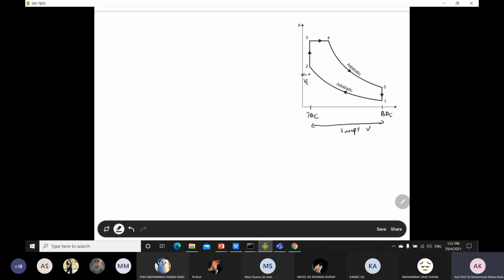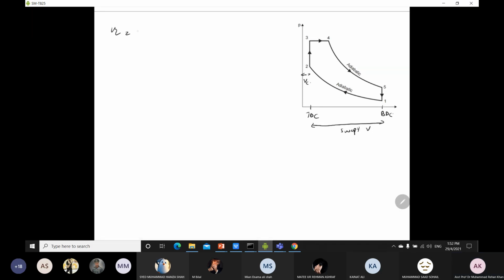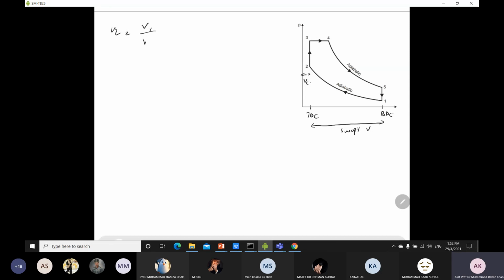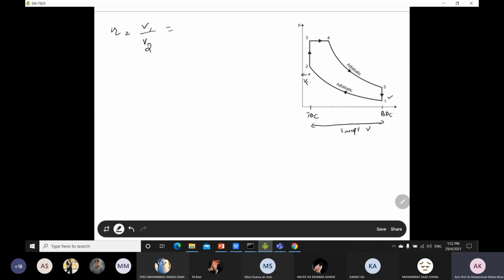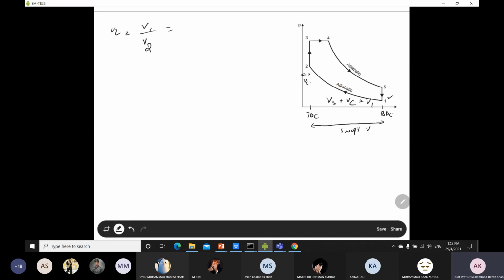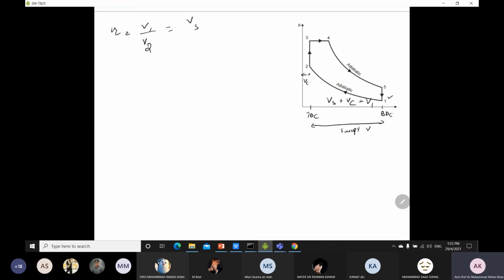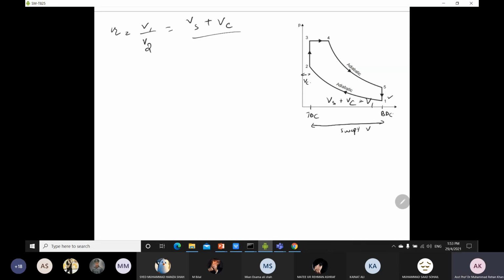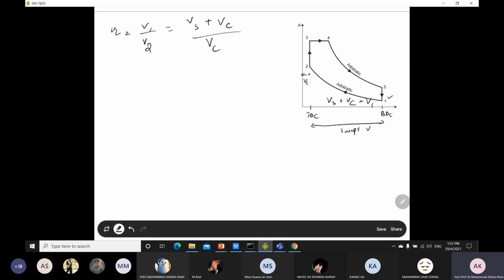Okay, so now in the question, because compression ratio is not given, we note down that V1 over V2 is the compression ratio, and we already know that the value of V1 is equal to the swept volume Vs plus the clearance volume Vc, which gives the volume at point number 1. So swept volume plus clearance volume, and V2 is also the clearance volume. So V2, we can say, will be Vc.